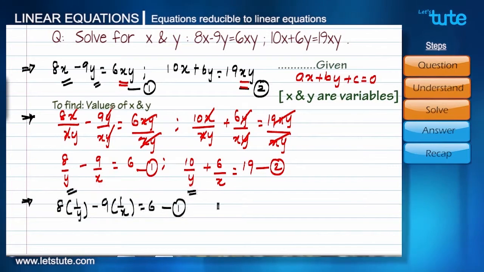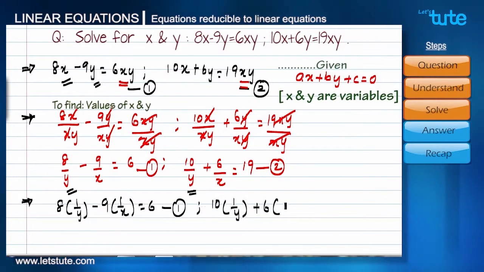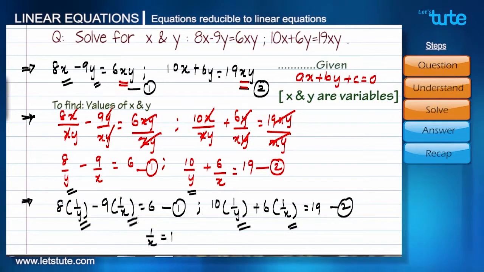This was equation number 1. And here we can write it as 10 into 1 by y, since it was 10 by y, plus 6 into 1 by x equals 19. So this was equation number 2. So as we learned, we have to substitute for 1 by y and 1 by x in both the equations. So let's put 1 by x equals p and 1 by y equals q in both the equations.